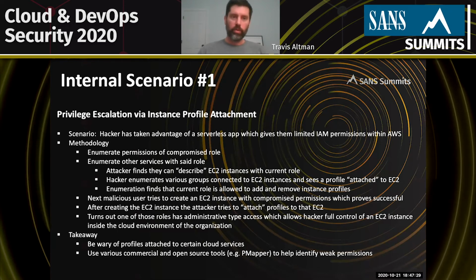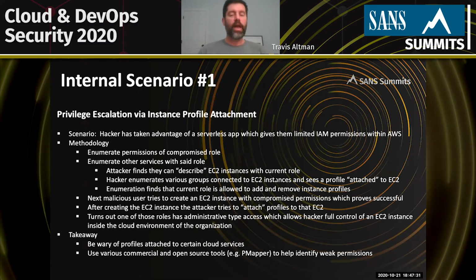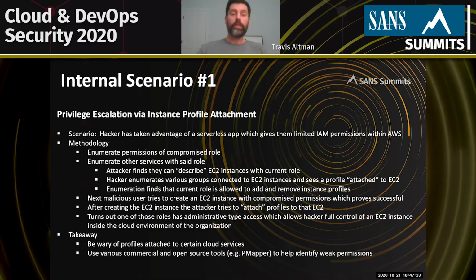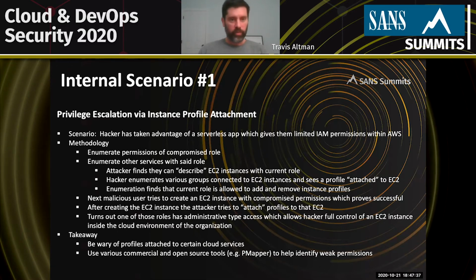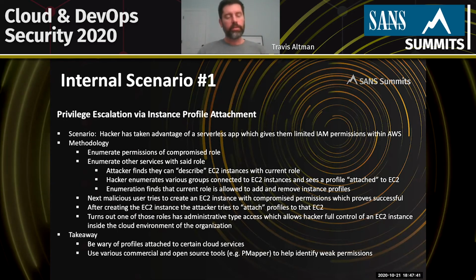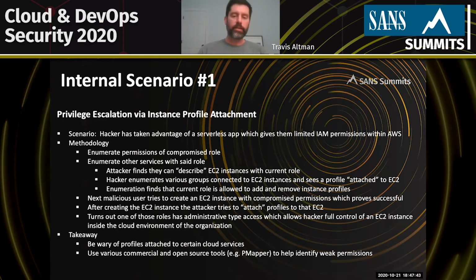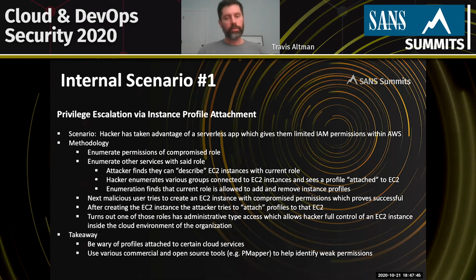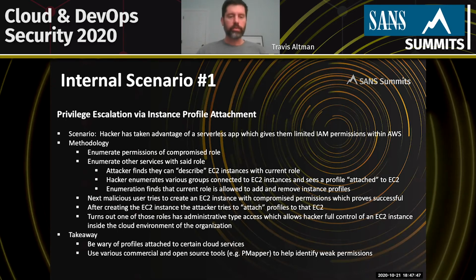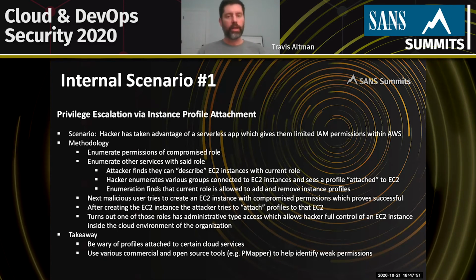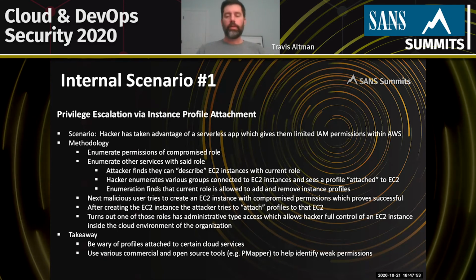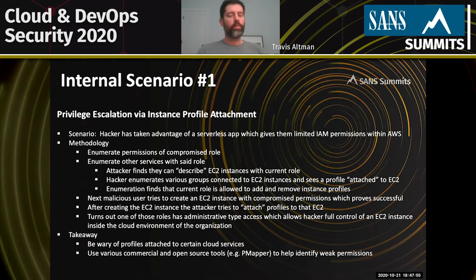And that's kind of where the real juggernaut of this attack comes in, is that they have other profiles that are attachable. What permissions do those profiles have? And so then they can spin up a service and attach those profiles to it. In this case, that particular profile had admin access, which allowed the threat actor full control of the EC2 instance. And from there, once again, they're going to pilfer some more, but that was where they landed right there. So the takeaway here is you want to be wary of profiles that are attached to certain cloud services.